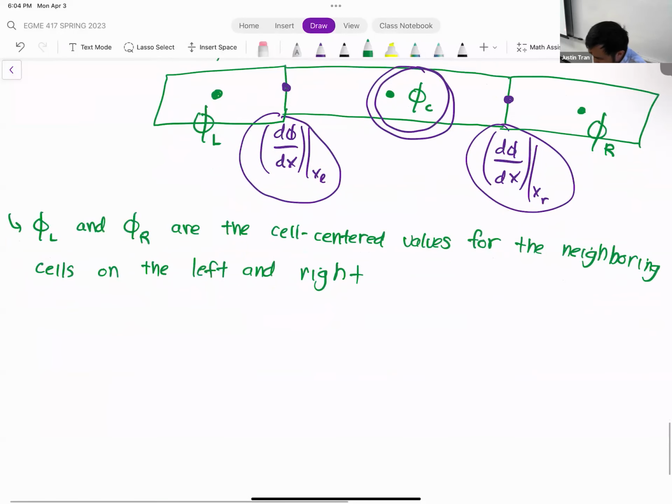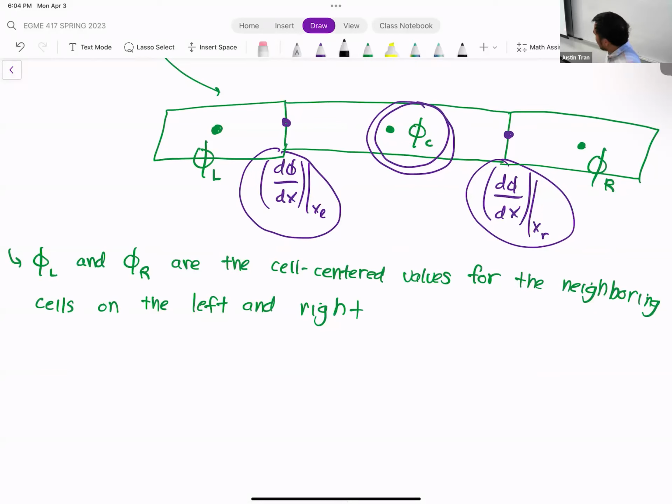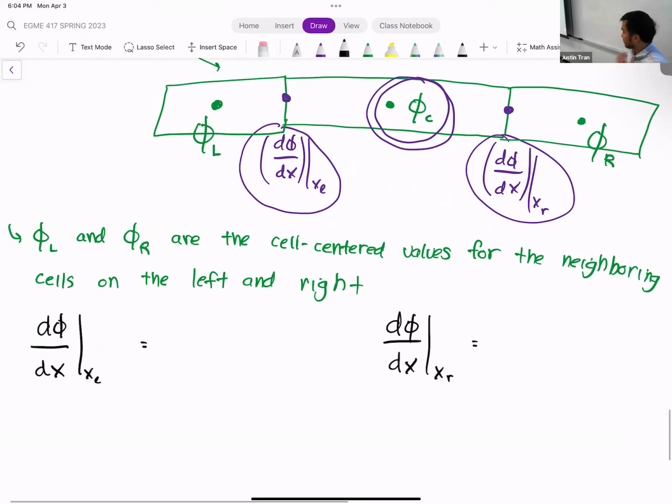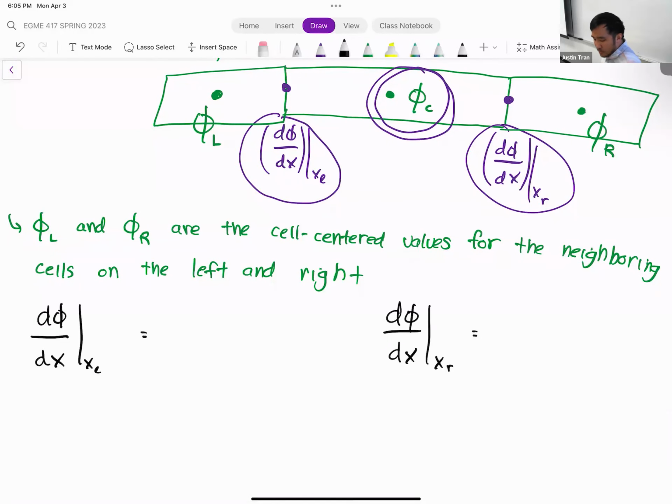All right, so let's go ahead and do that. Let me write out both of our derivative expressions here, and then we'll see if there's a way we can put them in terms of all the cell-centered values. Let's do d phi dx at x sub L, and d phi dx at x sub R. So we have derivative expressions here, and we want to represent them in terms of the neighboring cell values.